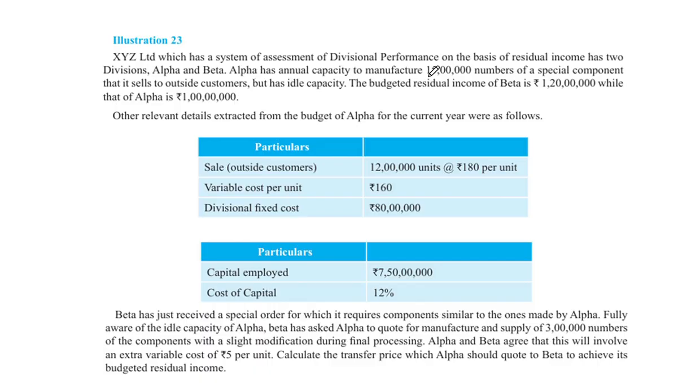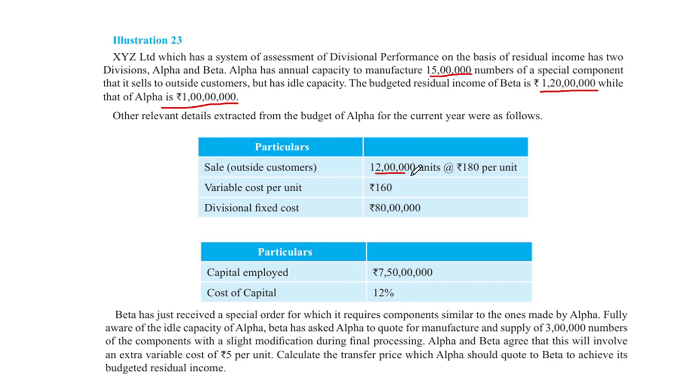Alpha has annual capacity to manufacture 15 lakhs units of a special component that it sells to outside customers, but has idle capacity. They are manufacturing 15 lakhs units and selling 12 lakhs units. So idle capacity is 3 lakhs units. The budgeted residual income for Beta is 1 crore 20 lakhs, while that of Alpha is 1 crore. Other relevant details extracted from the budget of Alpha for the current year were as follows.